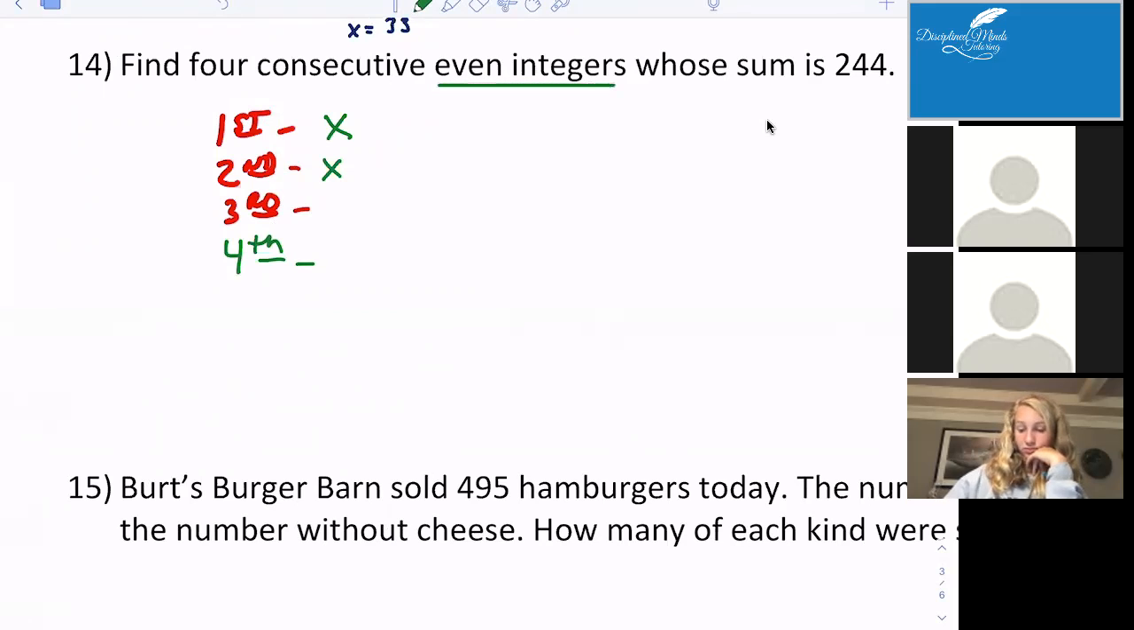Do we want evens? So if we did 4 even numbers, we'd say like 2, 4, 6, 8, right? How do I get from 2 to 4? See what I'm saying, right? All right, x plus 2. Then the next one will be what, Miss Bailey? X plus 4. And then the next one will be x plus 6. Come on guys, that's not that hard.